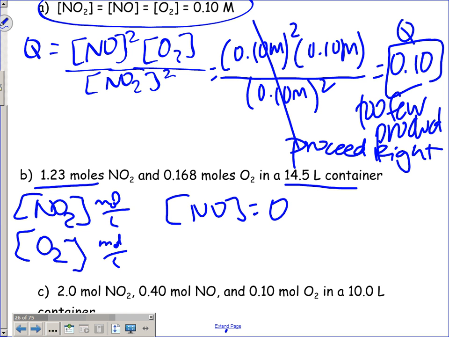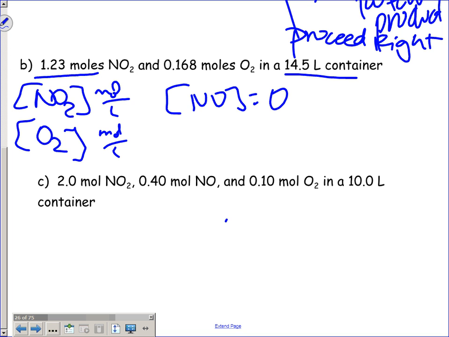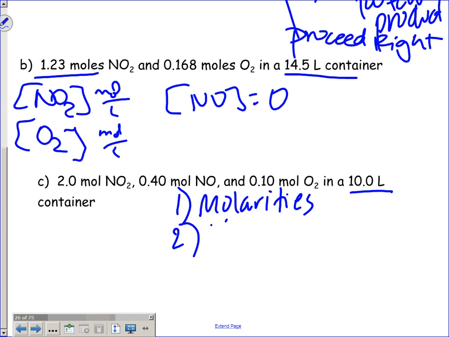All right, and then for the last one, what would you have to do if I give you nitrogen monoxide, nitrogen dioxide, and oxygen gas? What would you have to do to figure out which way this proceeds? Plug it into the Q. Okay, so these are all initial, not quite concentrations, but we can divide by 10 liters to get concentration, right? So we'd first find all the molarities, and then we'd plug it into Q, and then you compare Q and K, determine which way it proceeds.